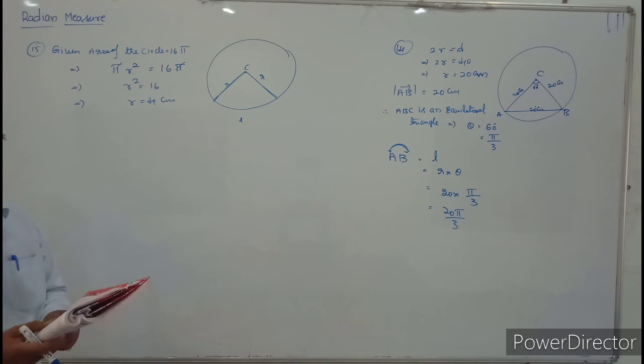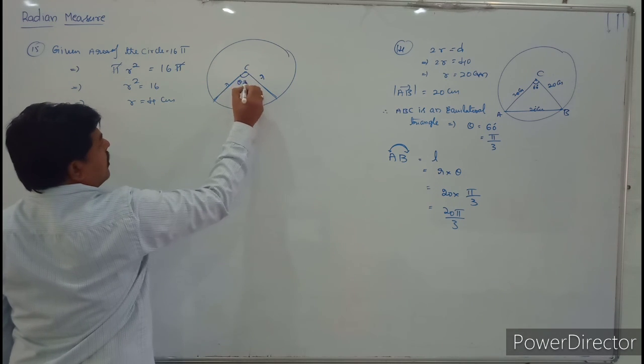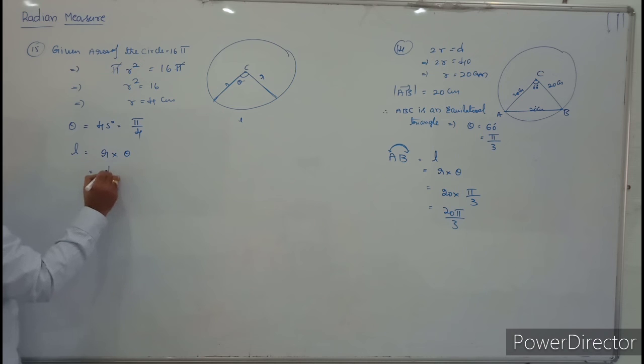Next, what are they giving? This arc makes an angle. What is the angle here? That is theta. Theta value is given as 45 degrees. If you convert into radians, it will become pi by 4. So what is the arc length L? L is nothing but R into theta. What is the R value, students? 4 into theta, which is pi by 4. It will become pi. L is equal to pi.